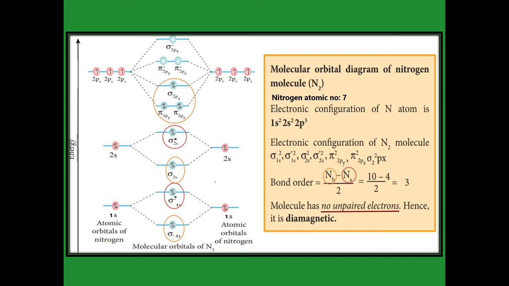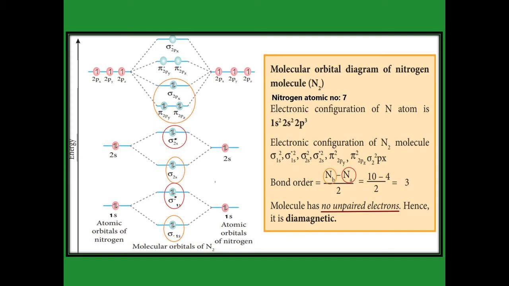Now we have to calculate. First of all, we have to write the electronic configuration of the nitrogen molecule. You see the molecular orbital diagram of nitrogen. Start with sigma 1s 2 electrons, sigma star 1s 2 electrons, sigma 2s 2 electrons, sigma star 2s 2 electrons, pi 2py 2 electrons, pi 2pz 2 electrons, and sigma 2px also possesses 2 electrons.